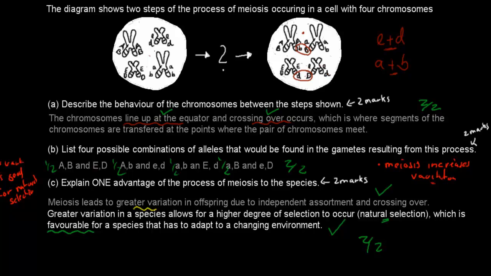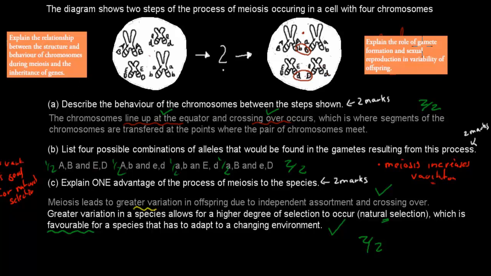And where does this question come from? It came from these dot points. Explain the role of gamete formation and sexual reproduction in the variability of offspring. And explain the relationship between structure and behavior of chromosomes during meiosis and the inheritance of genes. Right, so C came from this dot point, C came from this dot point, whereas B and A came from this dot point.